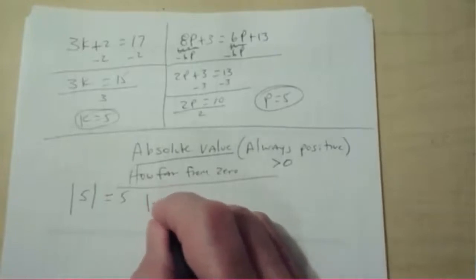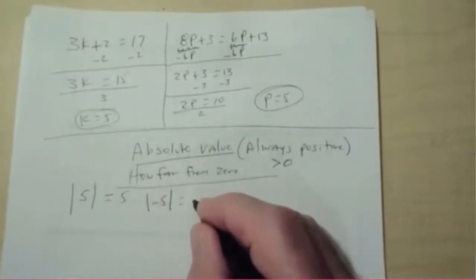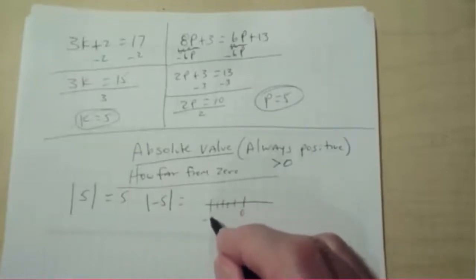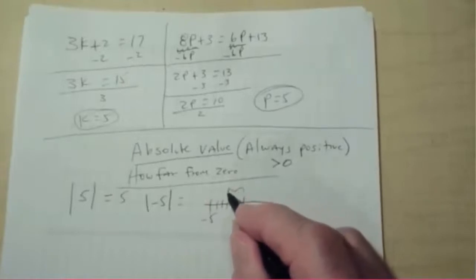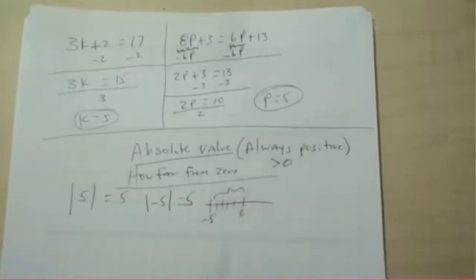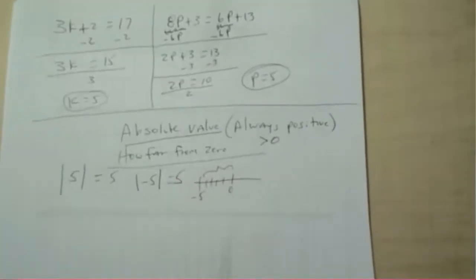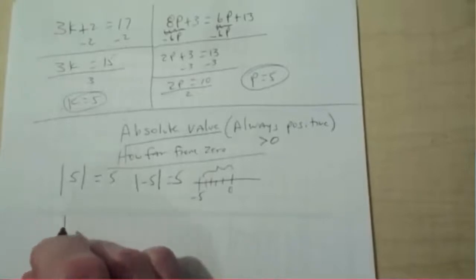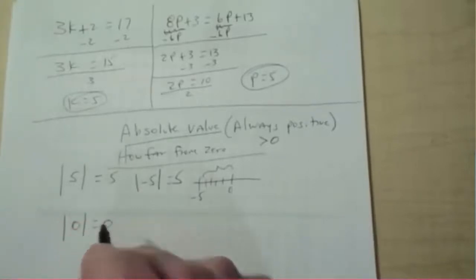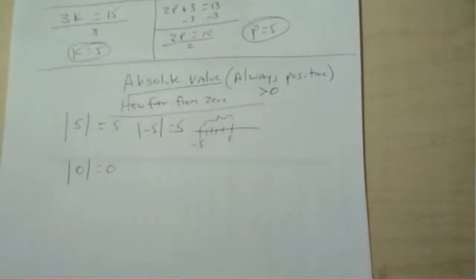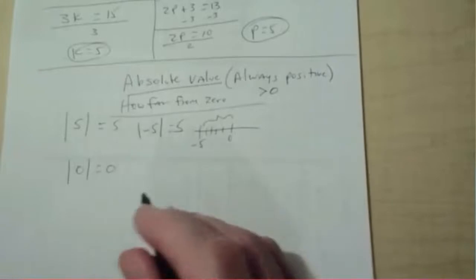The absolute value of negative 5, how far is it from 0 on the number line? 1, 2, 3, 4. Negative 5. How far is this? 5. Okay, always positive. There's always an exception, it seems like. How about the absolute value of 0 is 0? That one's neither positive nor negative, but that's what's happening there.